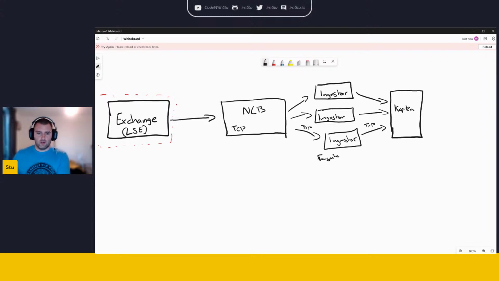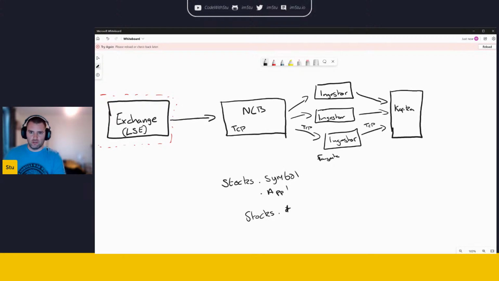If we're looking at topic design, I don't know, we'd call our topic something like stocks.symbol, and that would contain all of our data for that specific symbol. So it might be, I don't know, Apple. Because then any consumers that sit off the back, we can either subscribe to specific topics, or we can subscribe to something like stocks.star and then get all the symbols. What it also means is we can do different things like aggregations, which I'll go through now.